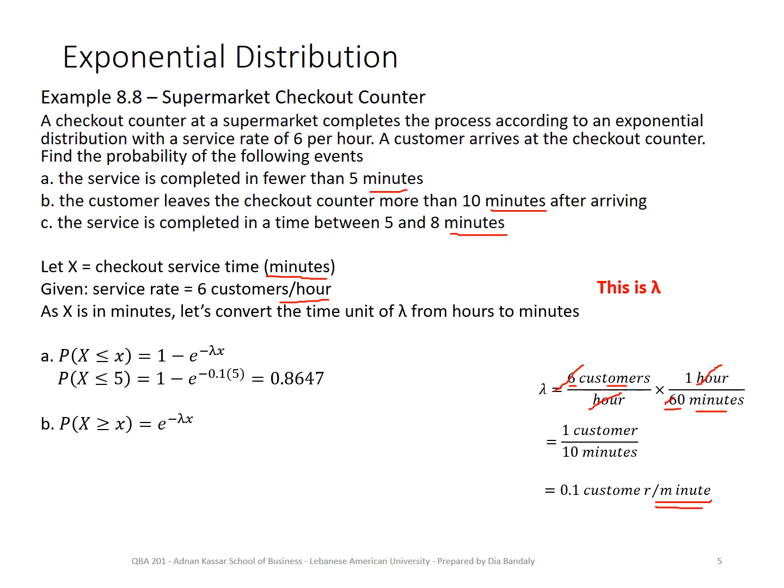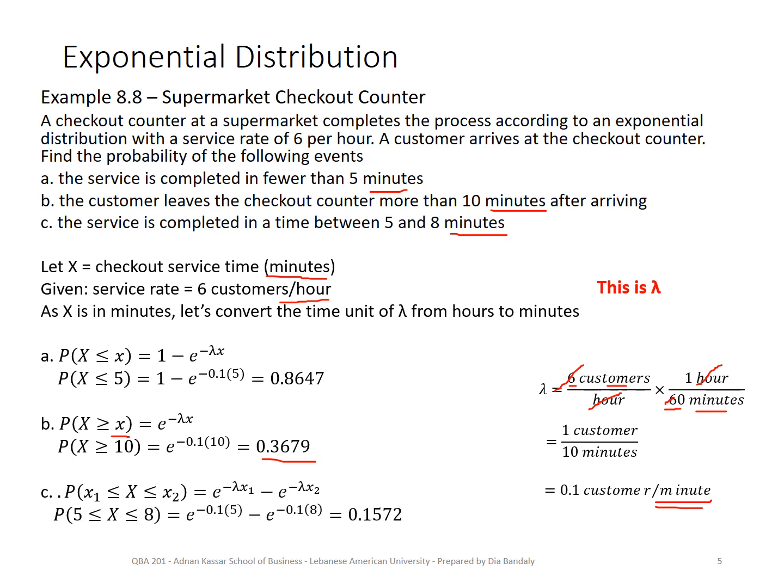Second question: what is the probability that the customer leaves the checkout counter after more than 10 minutes? So this is P of x greater than x, where x is 10. I use this equation, and I get 36.79%. And finally, what is the probability that the service time will take between 5 and 8 minutes? I refer to the third equation, plug everything in place, and I get 15.72%. Pretty much very straightforward.